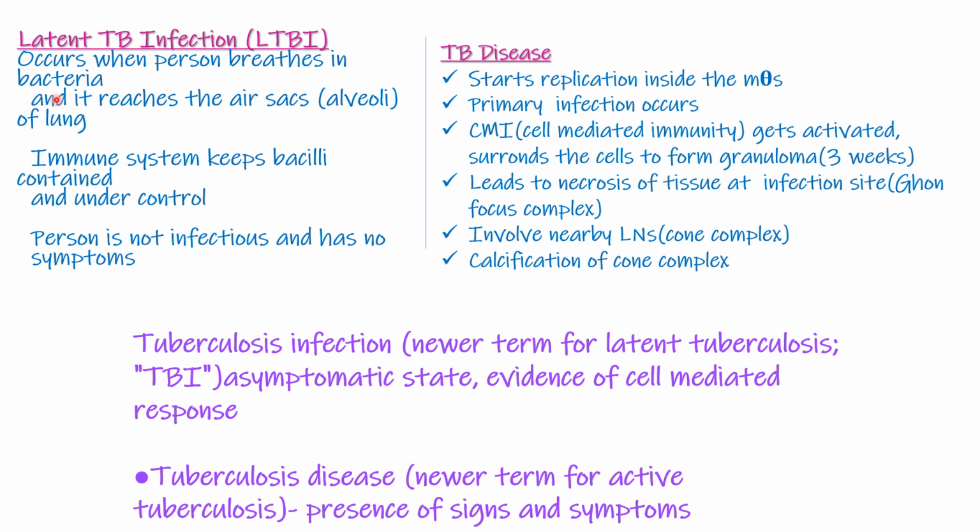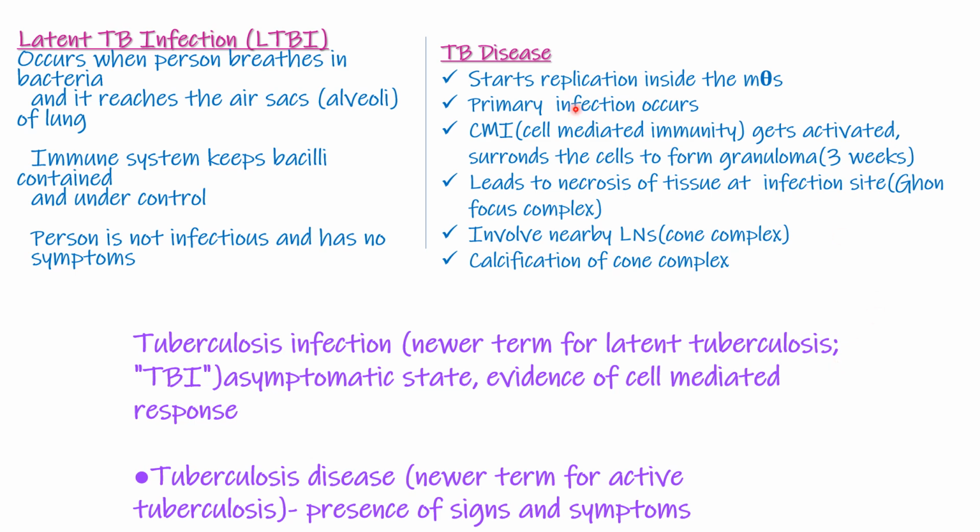As I said before, latent TB, which is commonly now known as TB infection, is when the infection has been controlled by the immune system. So the person has the infection, but now it's controlled. This person is asymptomatic, and there's evidence of a cell-mediated response. It occurs when a person breathes in bacteria, as mentioned, into the air sacs, the alveoli, and the immune system keeps the bacilli contained and under control. The person is not infectious and has no symptoms or signs.